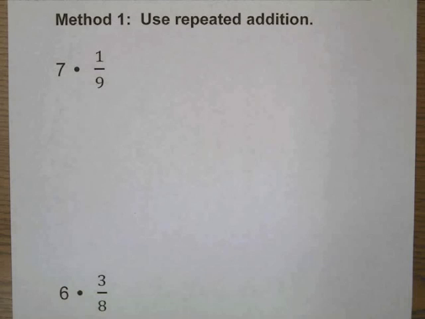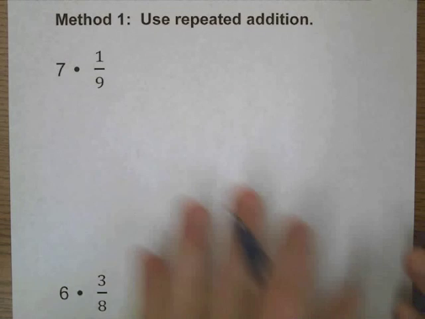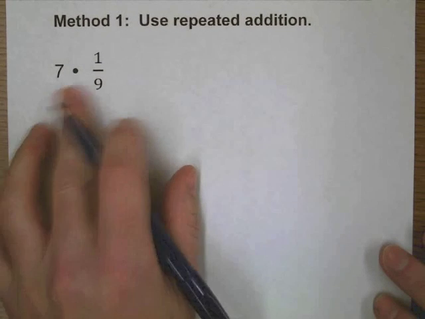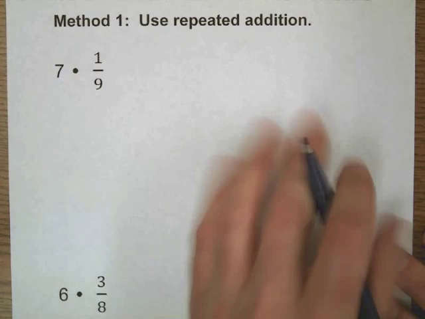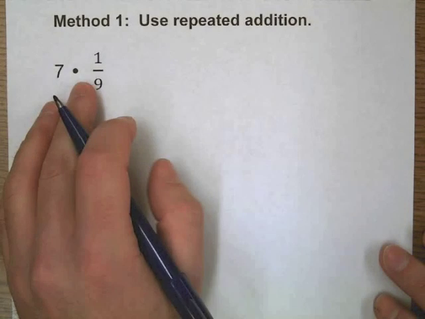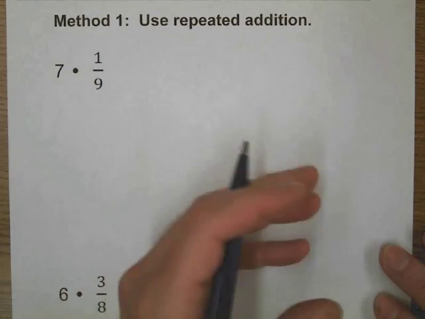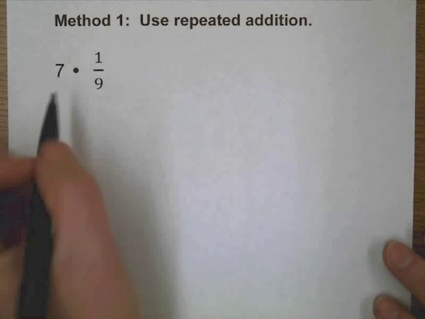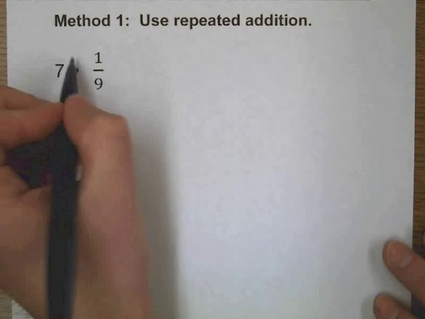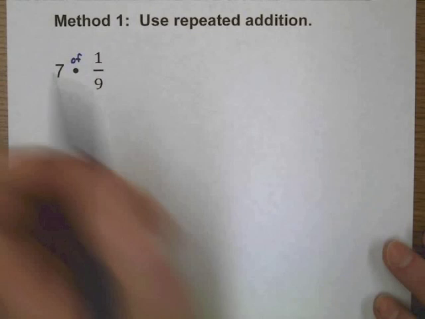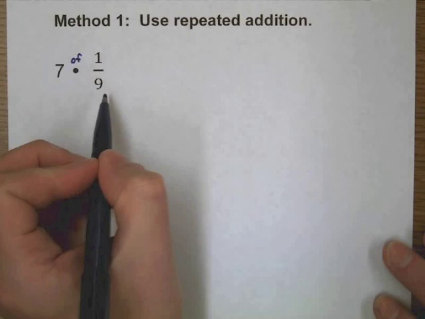Lesson 5-6, Example 1. Our objective is learning to multiply fractions by whole numbers. Here we have a problem, 7 wholes multiplied by 1/9. One of the methods we can use is repeated addition, because we can think of multiplication as repeated addition. If we have 7 of these 1/9, remember multiply we can think of as the word of. So we have 7 of these things.